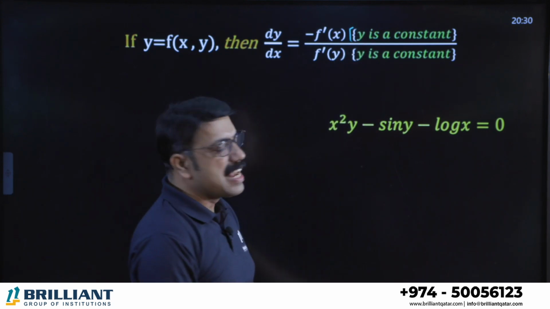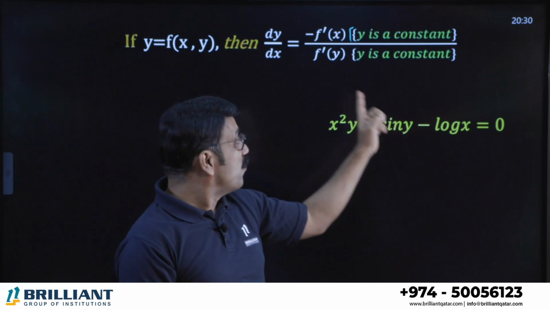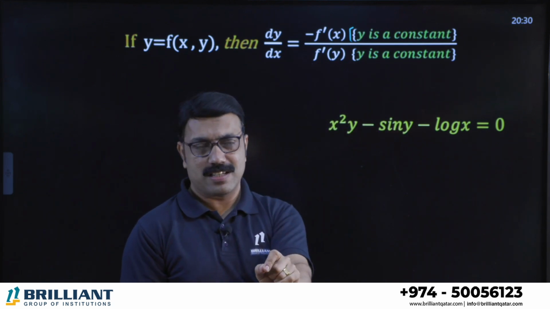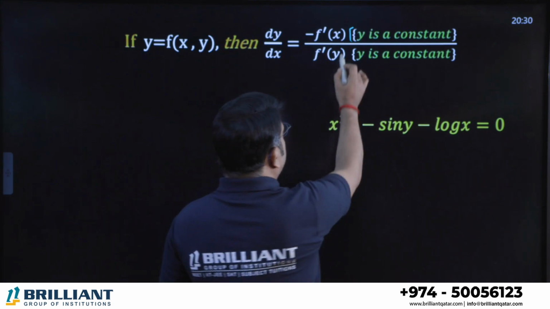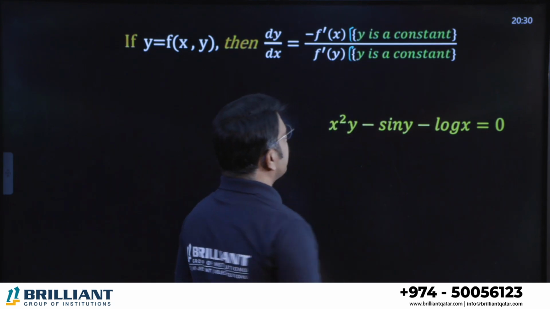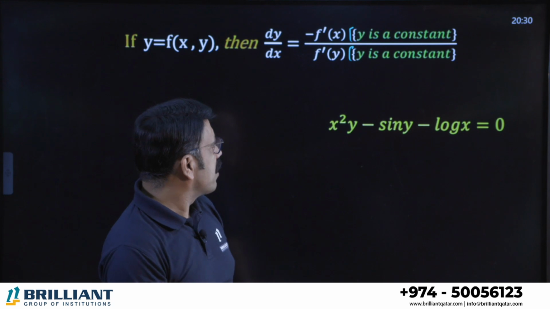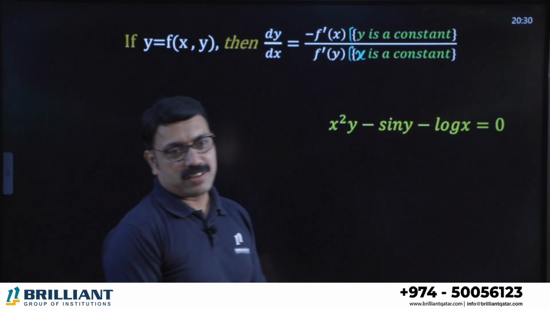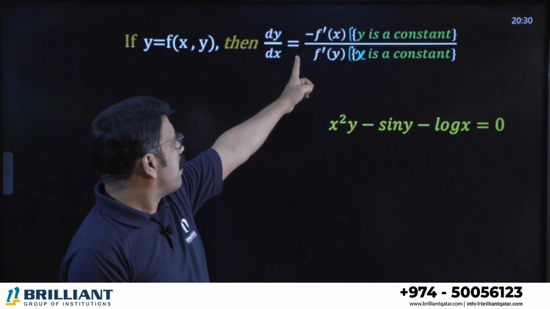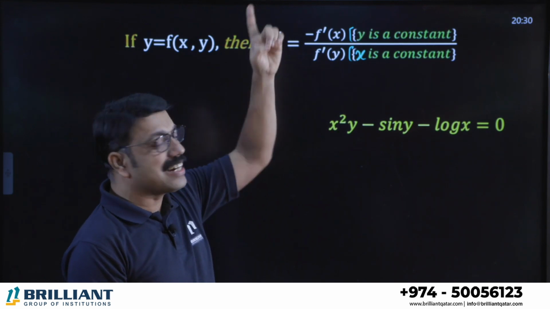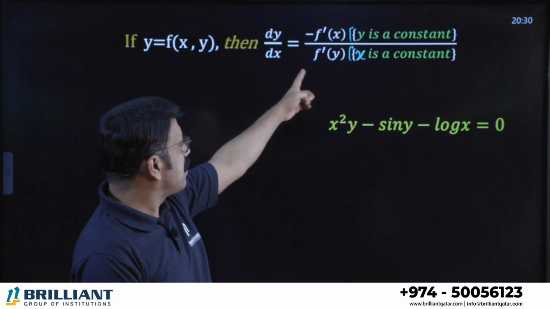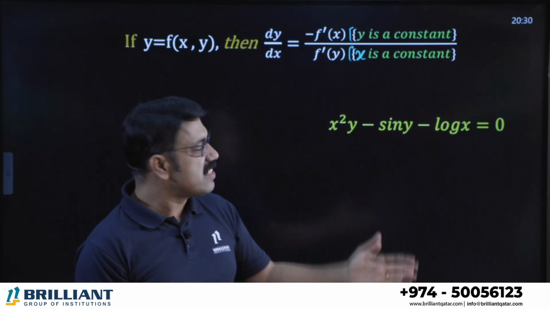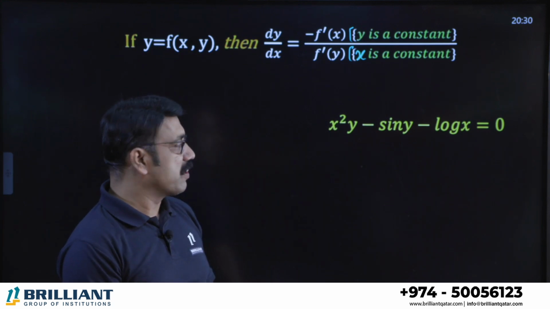What is the condition? In minus f dash x, y should be considered as a constant. Similarly, for f dash y, sorry, x is a constant. Clear? In minus f dash x, y is considered a constant, but below, in f dash y, x is a constant. We can check the example and it will be more clear.